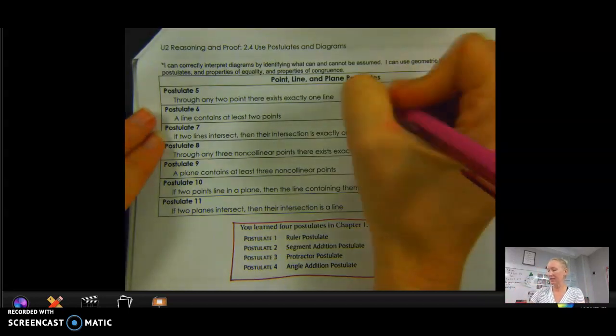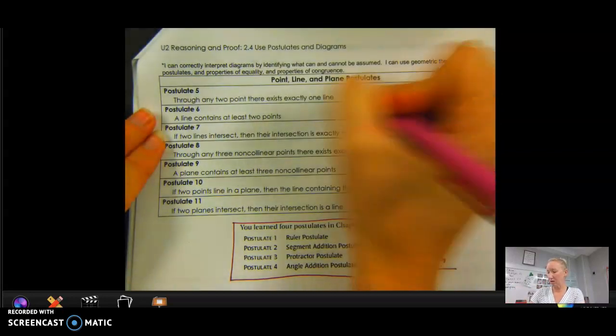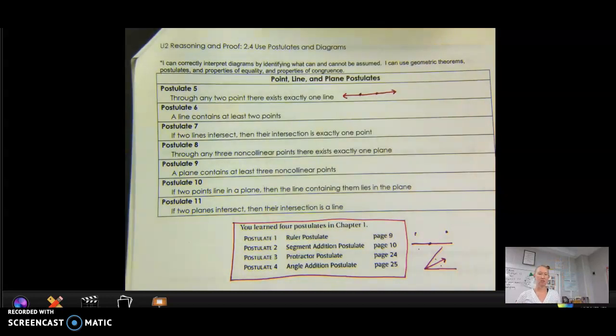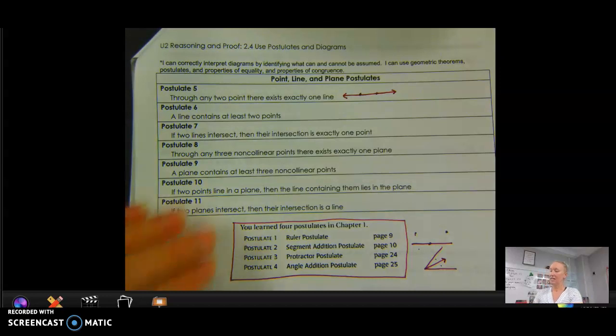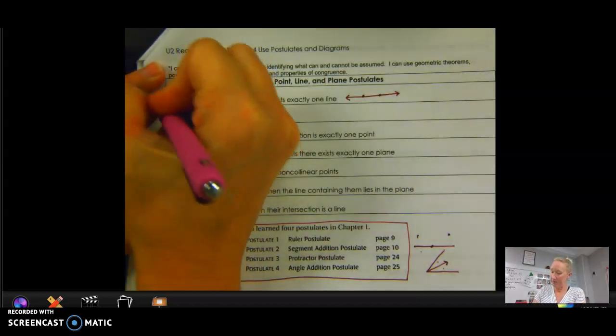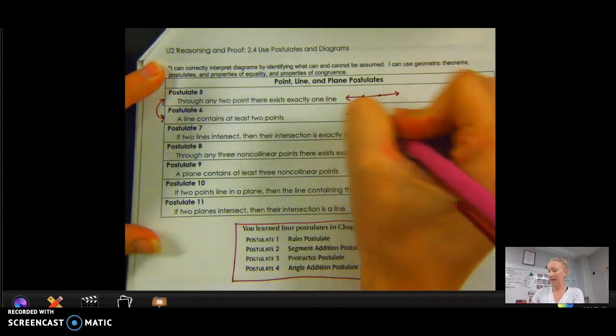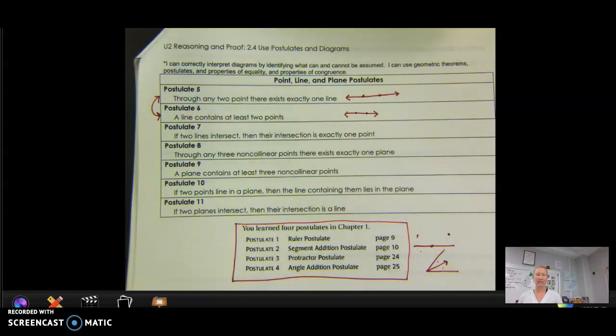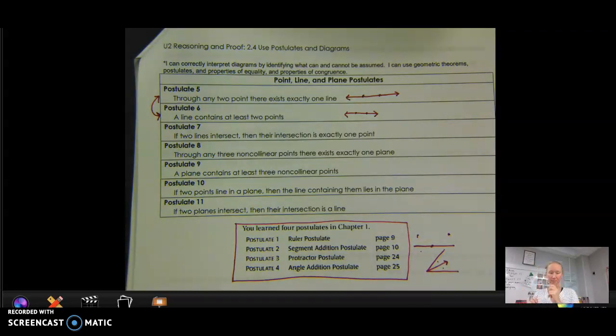Through any 2 points, there exists exactly one line. So these are all concepts that we talked about in Unit 1. We're just putting postulate numbers to them. So if I have 2 points, there's going to be one line that will go through those 2 points. Then the opposite of that, right? If I have a line, then that means that I have at least 2 points. There's an infinite number of points on a line, but we have to have at least 2 points in order to make a line.